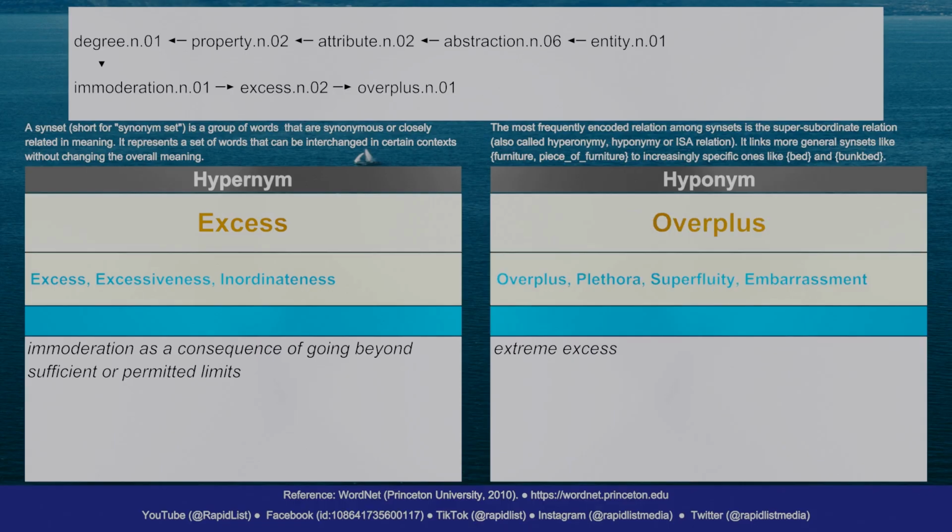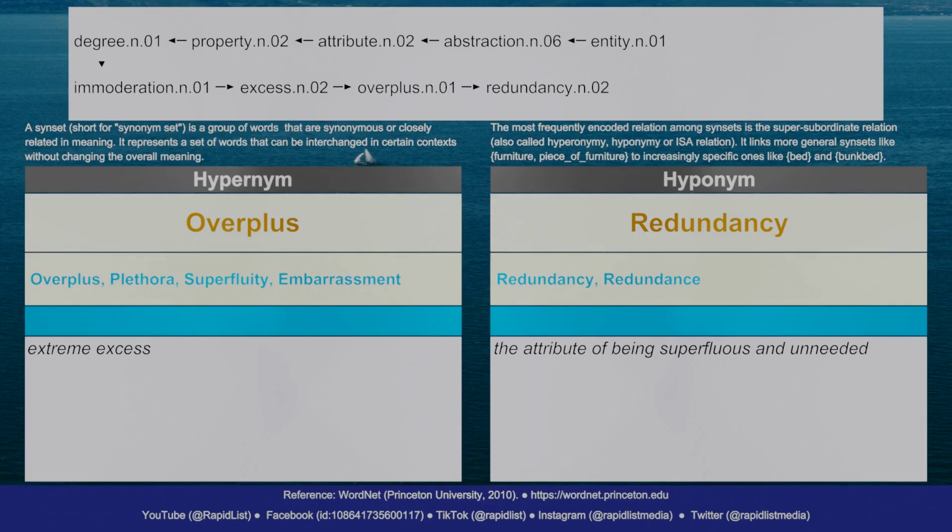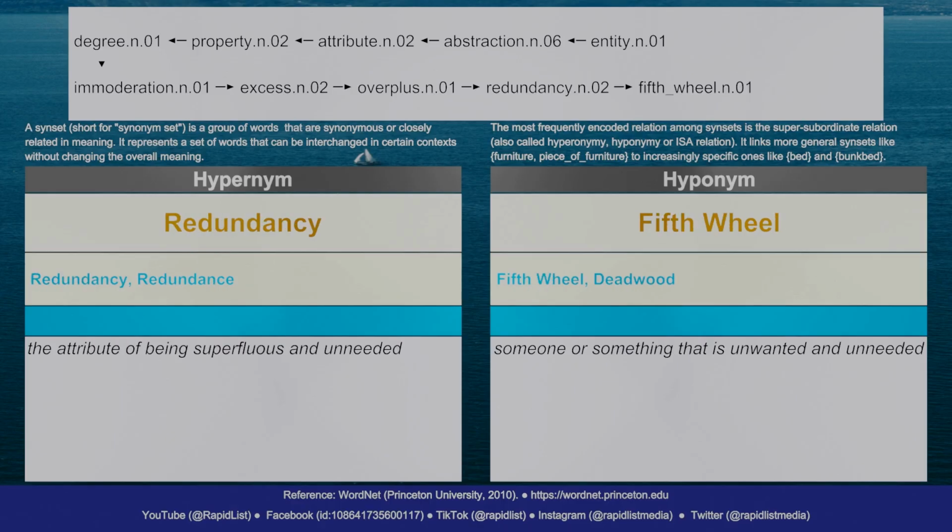Overplus. Extreme excess. An embarrassment of riches. Redundancy. The attribute of being superfluous and unneeded. The use of industrial robots created redundancy among workers. Fifth wheel. Someone or something that is unwanted and unneeded.